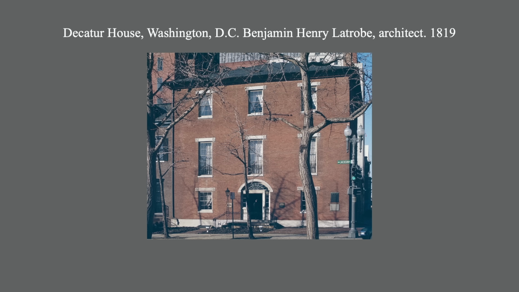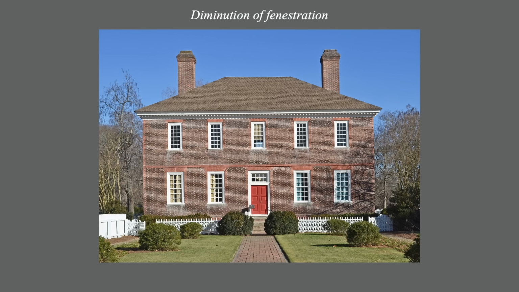Before ending part 1 of this discussion, I have a final word about windows. Looking again at the Wythe House, we see a treatment called diminution of fenestration, which is just a fancy way of saying that the second floor windows are slightly smaller in height and width than the first floor windows. This is a sophisticated refinement to prevent the house from looking top-heavy and to avoid an optical illusion. The optical illusion is created when the first and second floor windows are the same size.